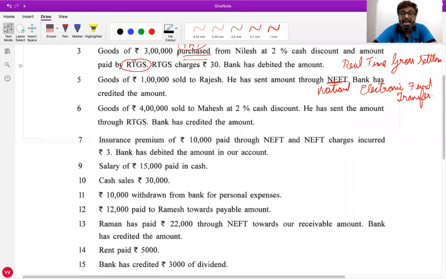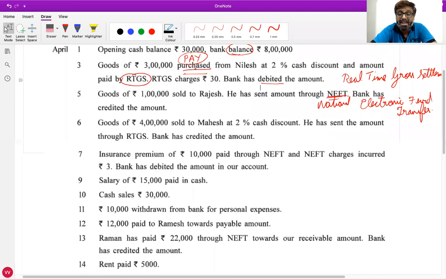RTGS charges rupees 30 and the bank has debited the amount. Okay. So RTGS charges is an expense, debit all expenses and losses. RTGS charges account debit. Any doubt in this? And the bank has taken the amount from our account. So bank is the giver, credit the giver, to bank account. What is the journal entry for RTGS charges?